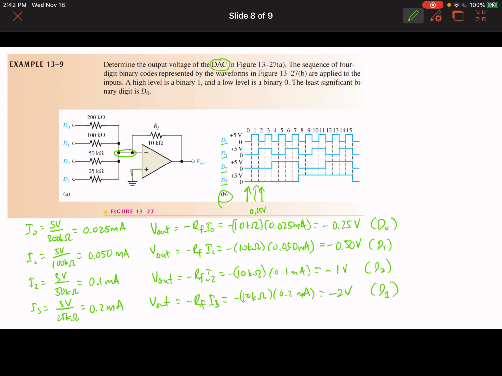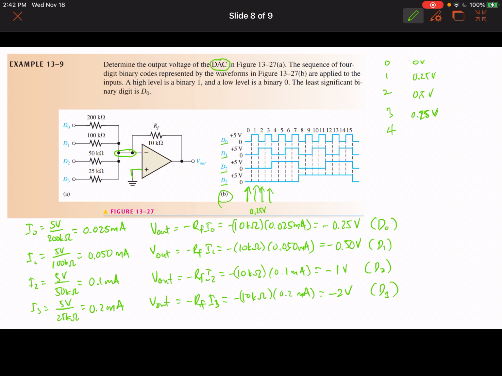Okay, so I'll just write down here 0 volts, and then 1 is 0.25 volts, and then for 2, we have only D1 present, with the 5 volt signal. So which means that we have 0.5 volts for number 2. Now for number 3, we have 2 inputs with 5 volt signal, and those are D1 and D0. So we add those 2 inputs together, so we have 0.75 volts as the output.